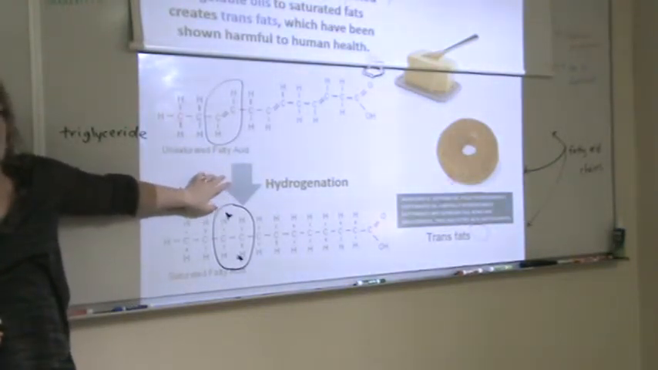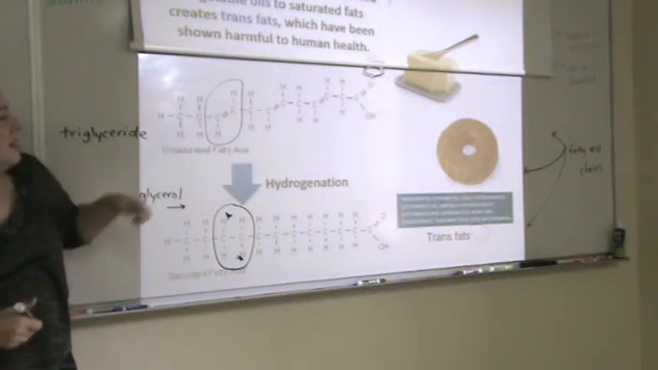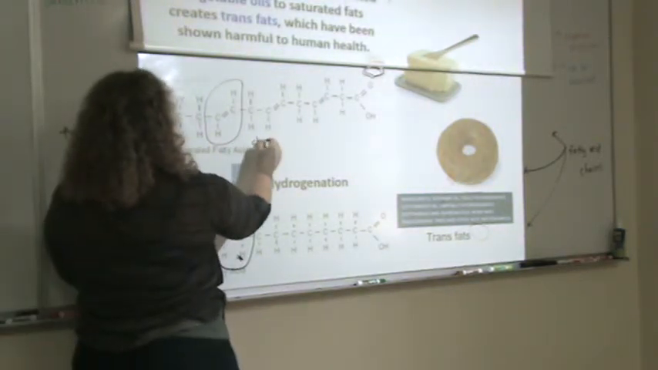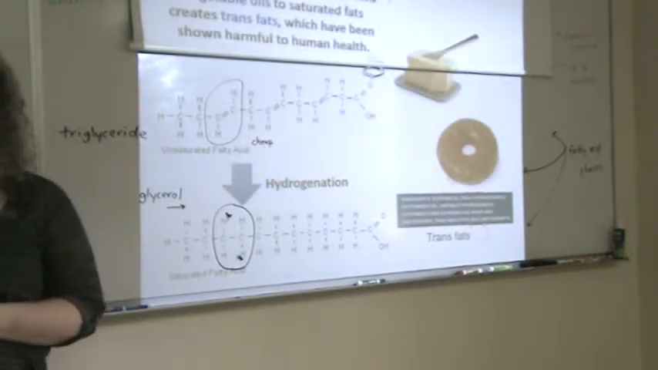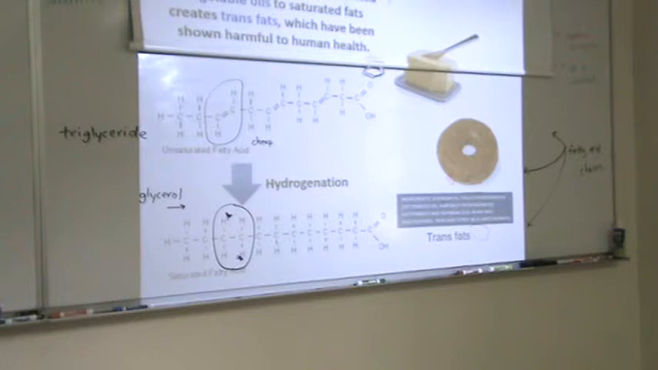Hydrogenation. It's done in a factory to take cheap, it's basically a way to make cheap saturated fat, like the cheap plant oil, and then turn it into Crisco, basically.